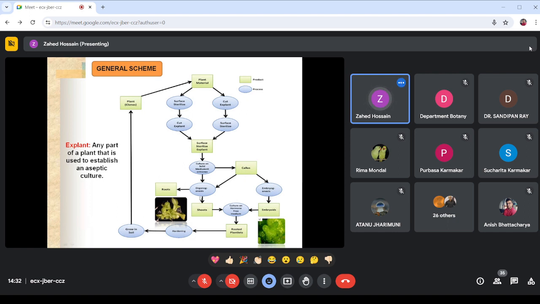Organ means first the shoot develops, and then you have to cut the shoot and transfer it to a rooting media. So finally you will get a plantlet, that means a shoot with a root. Then you have to go through the hardening process.